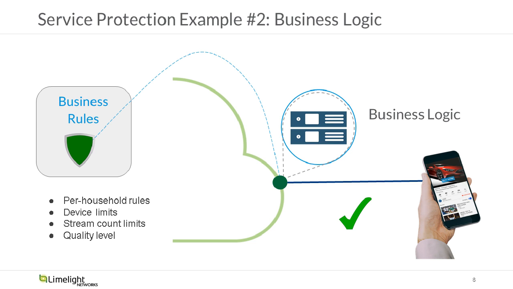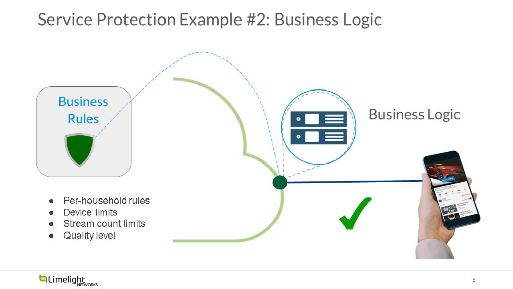Other rules can be based on limiting the overall number of devices per account, stream count limits per asset, or limiting the quality level of assets. Perhaps you have a service that you monetize for extra money for HD content versus SD content. You can express and implement those rules using this technique. So I hope that helps understand how we might protect content and services using DRM and tokens and business logic.